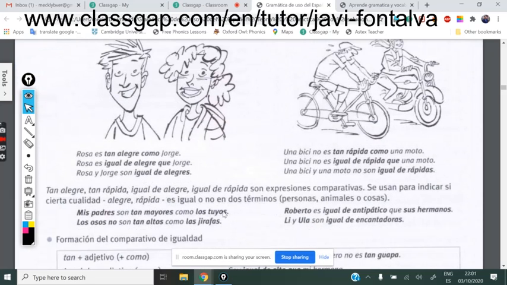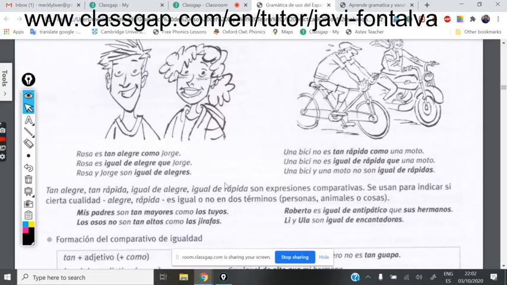So let's take a look at some examples. The simplest way basically is to say tan, adjective, como. So tan adjective como basically means as adjective as. For example, Rosa es tan alegre como Jorge. So Rosa is as joyful as Jorge. Or for example, una bici no es tan rápida como una moto. So a bike is not as fast as a motorbike.